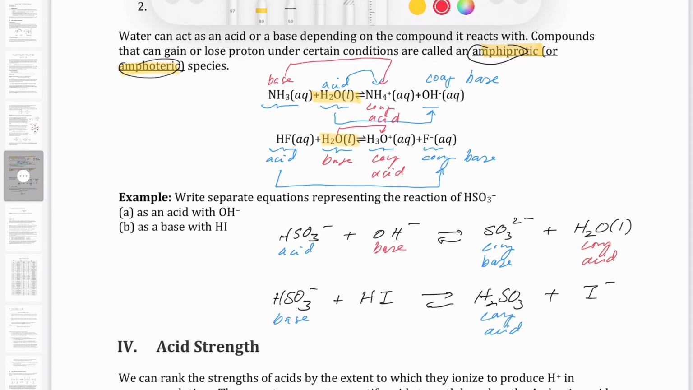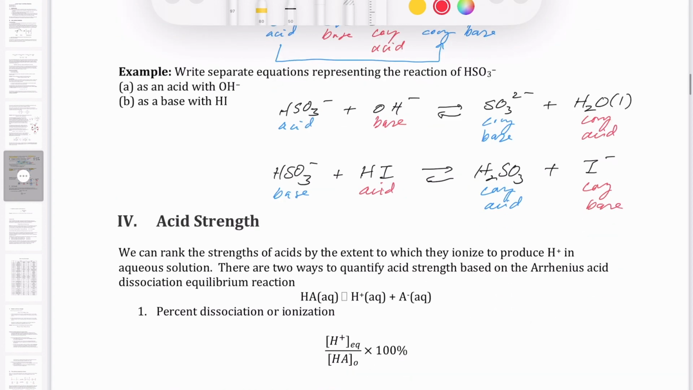And then HI is the acid, and I minus its conjugate base. So you want to be able to write both forms of the reaction. You want to know how to write a reaction when you have an acid and a base given to you, and how to write the product as a conjugate.